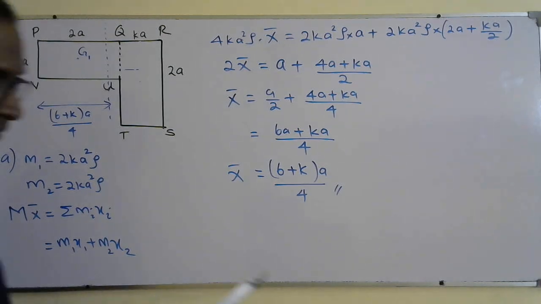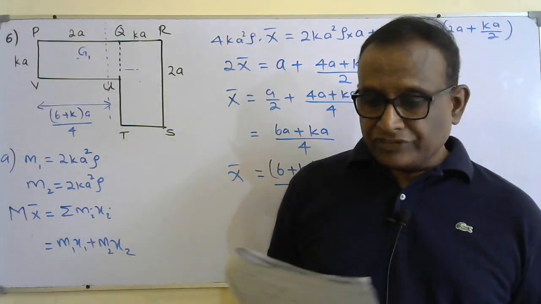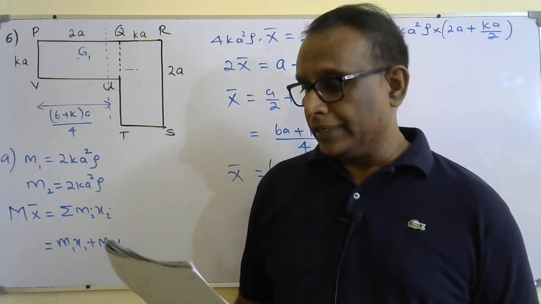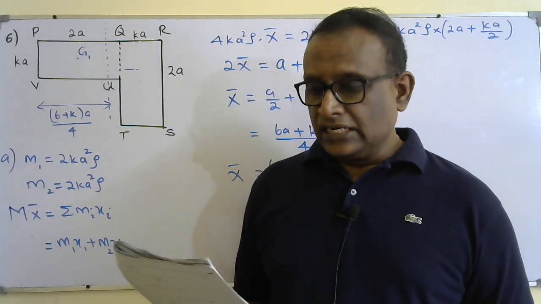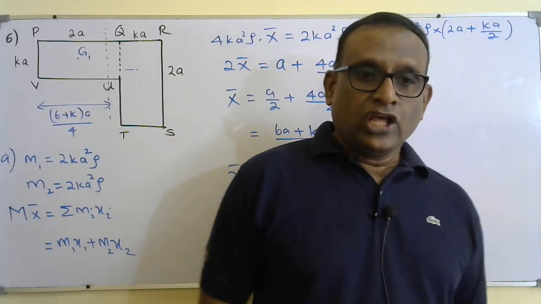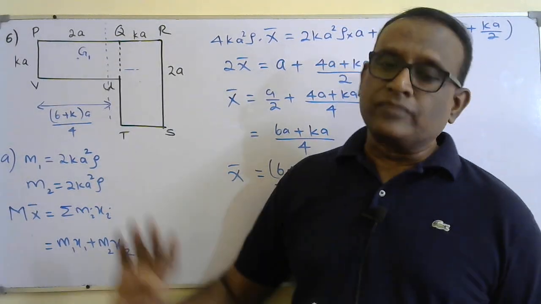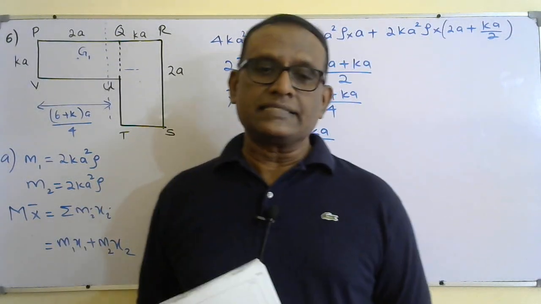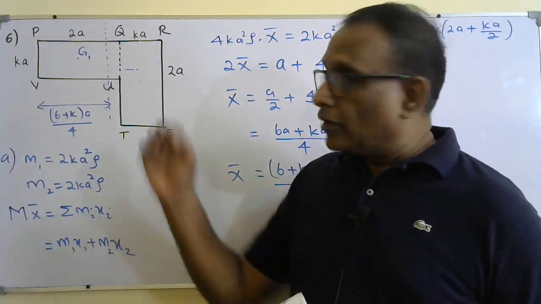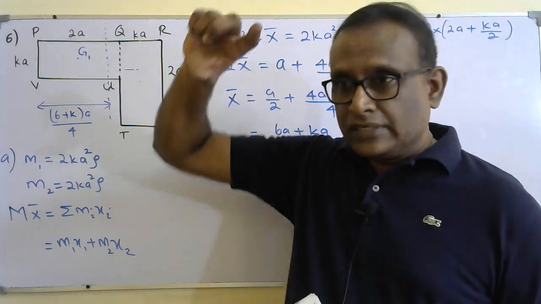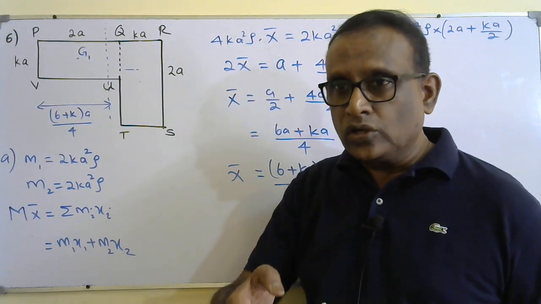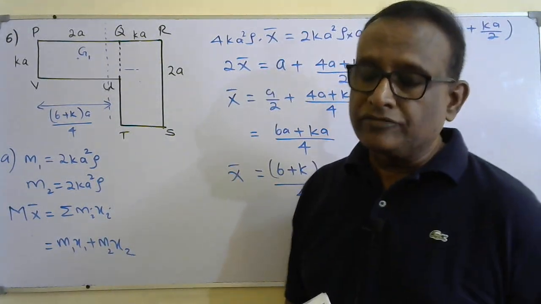Okay, second part. The lamina is freely suspended from P and hangs in equilibrium with PR at an angle of alpha to the downward vertical. Given that tan alpha, we need to find the K. Okay, anyway, whatever it is. For that, there will be a center of mass, an exact point that will be the center of mass. When we hang some lamina, uniform or non-uniform, from a point, the whole object will rotate until the center of mass comes exactly below the point from where we are hanging the object.